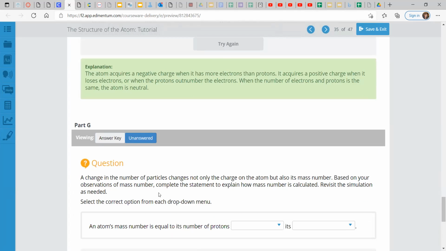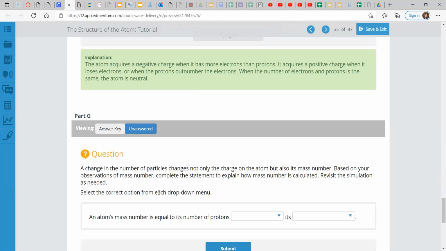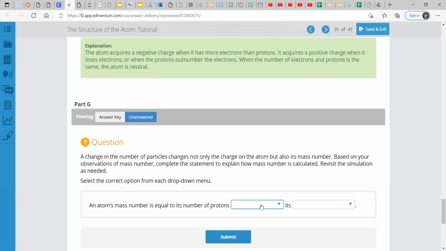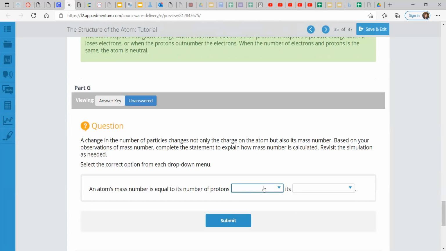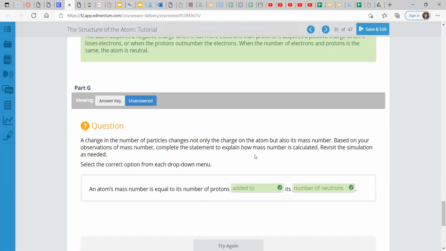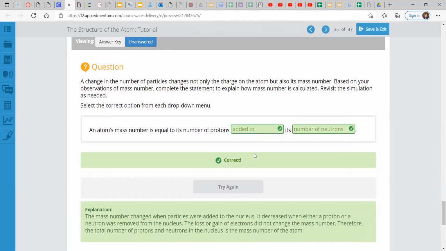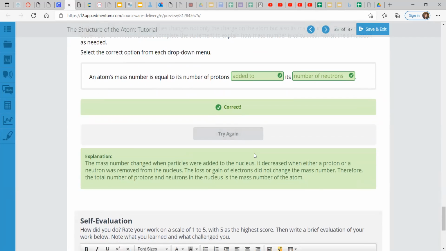Part G. A change in the number of particles changes not only the charge on the atom, but also its mass number. Based on your observations of mass number, complete the statement to explain how mass number is calculated. Revisit the simulation as needed. An atom's mass number is equal to its number of protons added to its number of neutrons. Neutrons plus protons equals the atom's mass number.